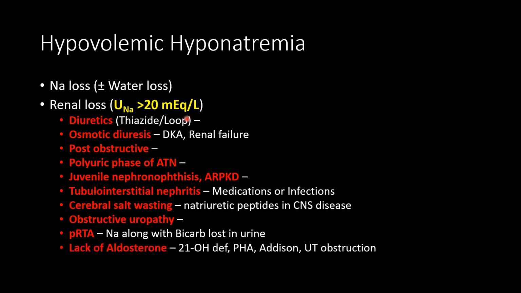That's why we discussed that there are mainly two mechanisms of hypovolemic hyponatremia. The primary mechanism is sodium and water loss, but that loss can happen by the renal route or by the extrarenal route. If the renal route loss is happening, the urinary sodium will be more than 20. If the extrarenal route loss is happening, the urinary compensation will be there so that the urinary sodium will be less than 10. So these are the causes of hypovolemic hyponatremia.